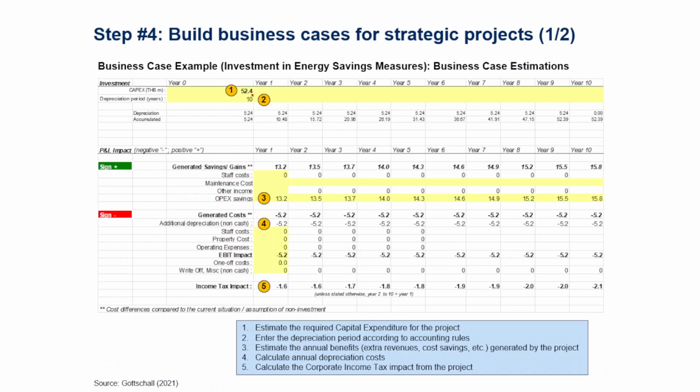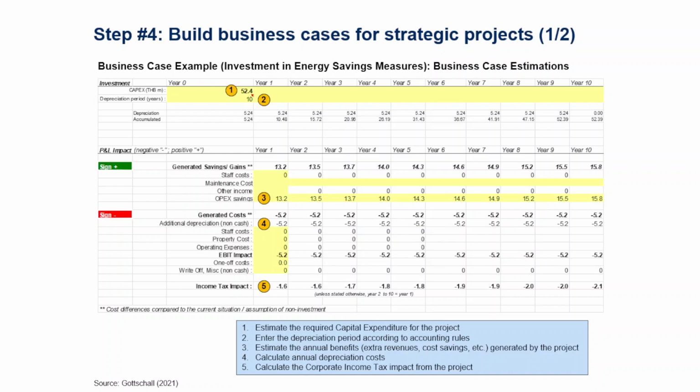So first, I have to assume or estimate what the CapEx is. And that is number 1 here in the chart. I try to find out what I have to invest in terms of capital expenditure. And what I took here is an energy savings case. So an investment in new chillers or air conditioning units or something like this in a factory. And in this case, the number 52.4, that's the investment that is required.